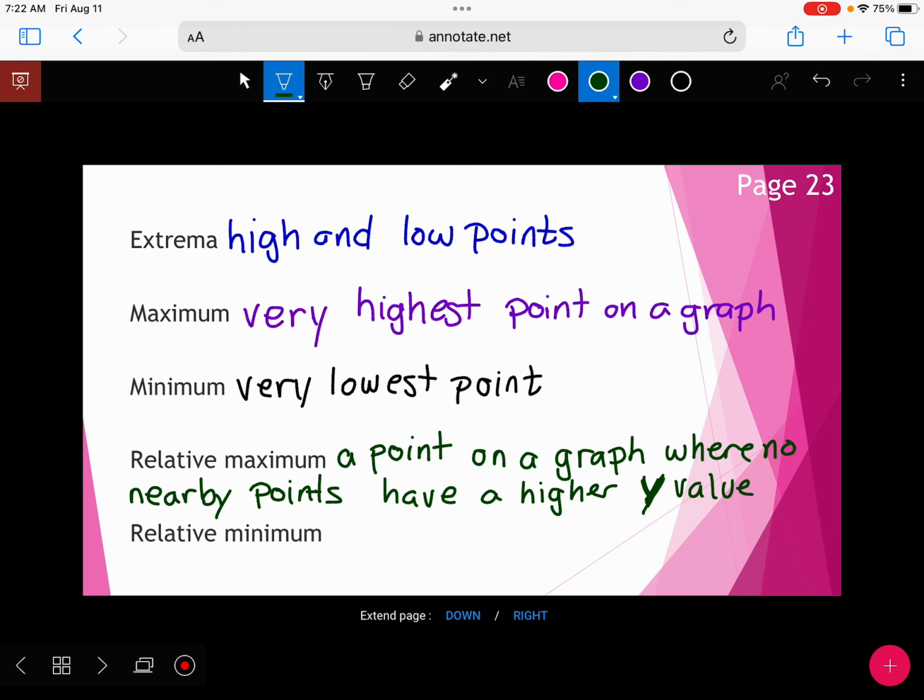So this would be our maximum up here, way up here. And this would be a relative maximum because there's no other points nearby that have a higher y value.